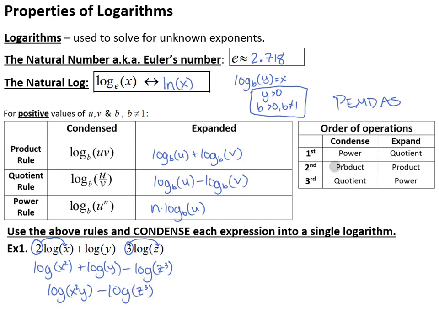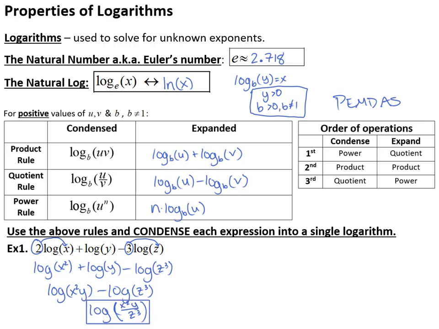Okay, lastly, we would look for a quotient rule, which says if I have any logs being subtracted, we can write them as a single logarithm with division of their values. So log of x squared y over z cubed, all inside my one logarithm. And there's my answer. This is the condensed down answer.